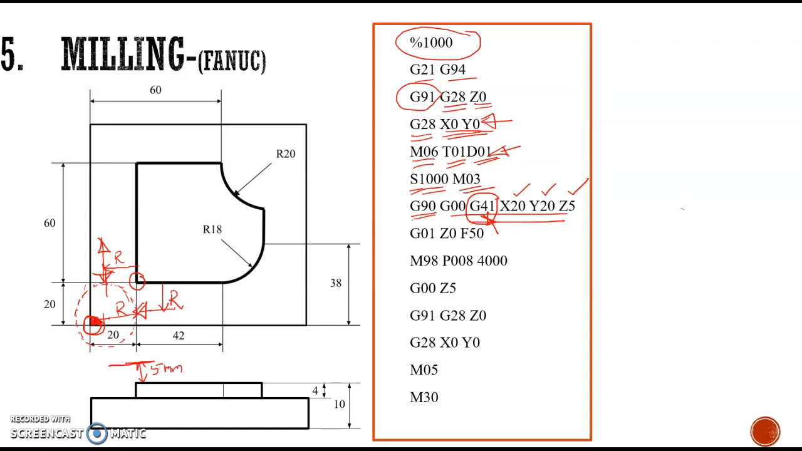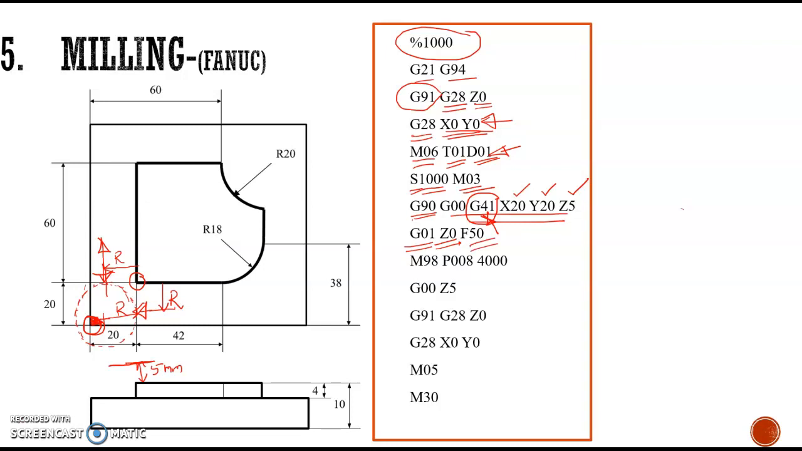In the next block, we have to give just a touch of the tool tip with the work surface. So for that we are using G01, and the tool is moved to Z0. That means the tool is lowered from that position. It is just touching the surface of the workpiece, since it is Z0, and the feed rate is given as 50 mm per revolution.